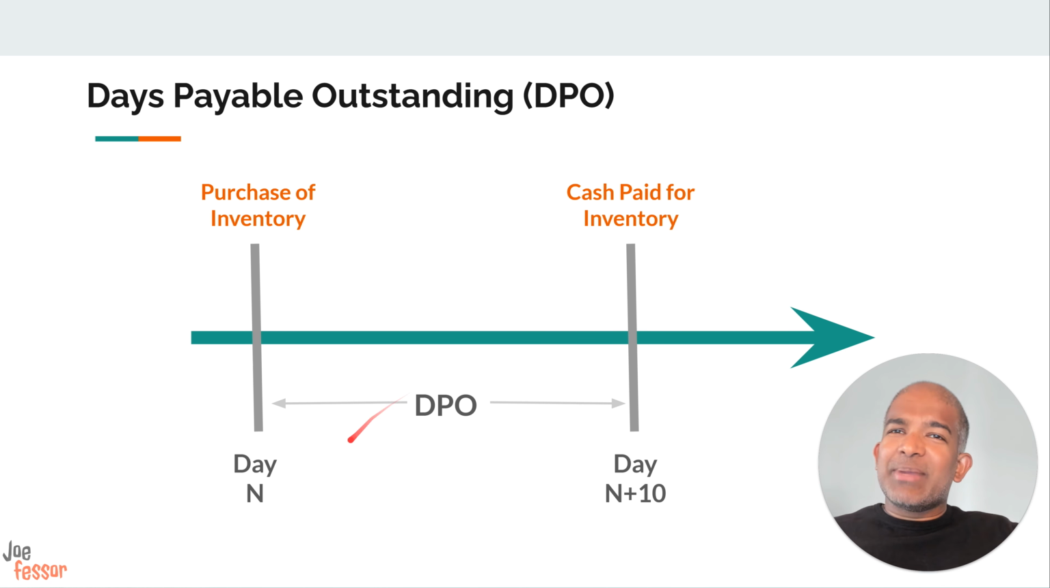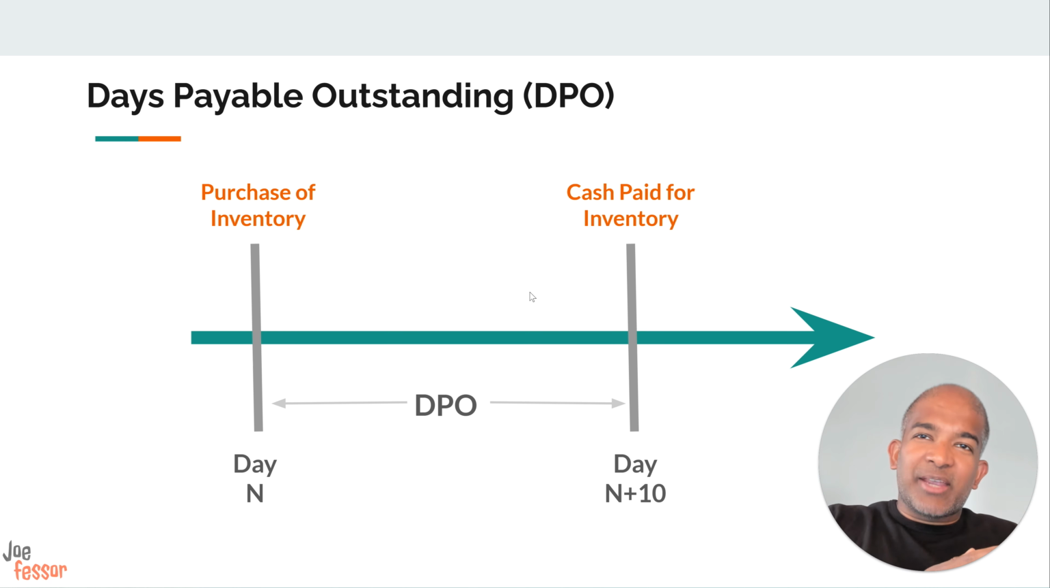Okay, here we have a basic illustration. If a company purchases inventory on day N, this is the point where the company receives the goods or materials and incurs a liability to its supplier. Now the company, because it doesn't pay immediately, okay, in this example, it takes 10 days for the company to pay its supplier. So the payment occurs on day N plus 10. Okay, this 10-day period is the DPO in this scenario. It's the time gap between purchasing the inventory and paying for it.